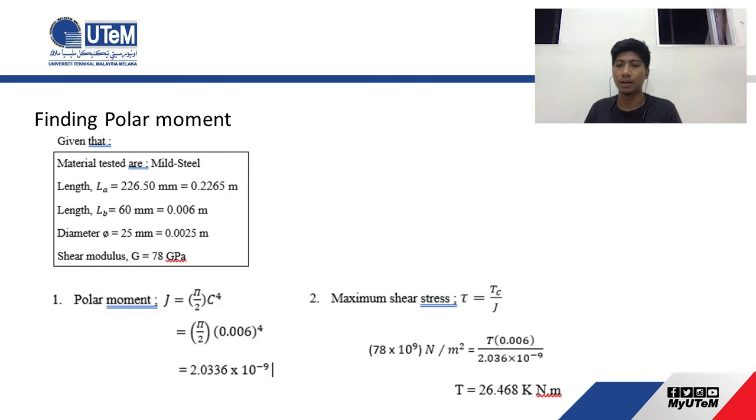C is equivalent to LB, which is 60 millimeter, and we have to convert it to meter, so the answer is 0.006 meter. After we solve the equation, we got J equals 2.03362 times 10 to the power of -9. Second, we are going to calculate the maximum shear stress, which is tau equals TC over J. From this equation, we are not going to find the value of tau, but the value of T, which is the torsion.